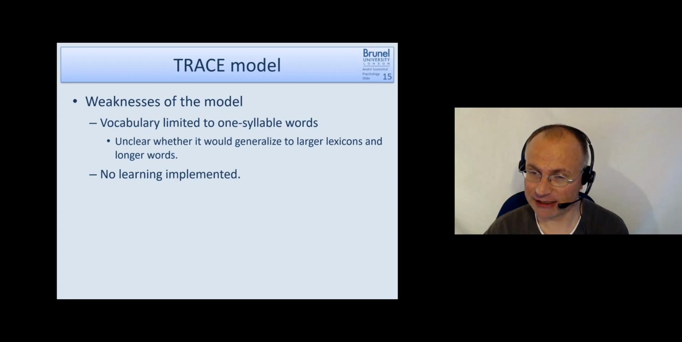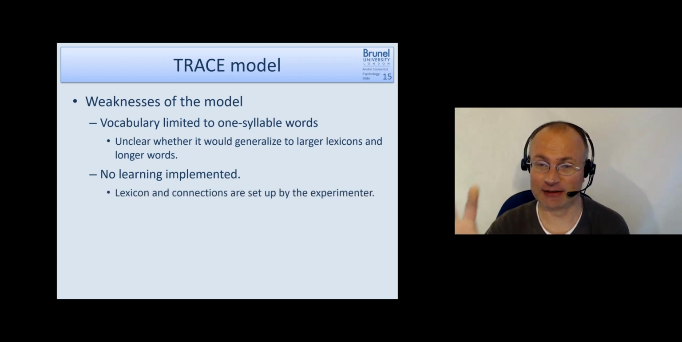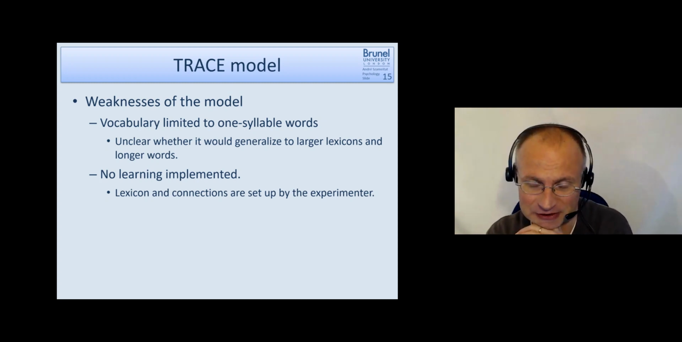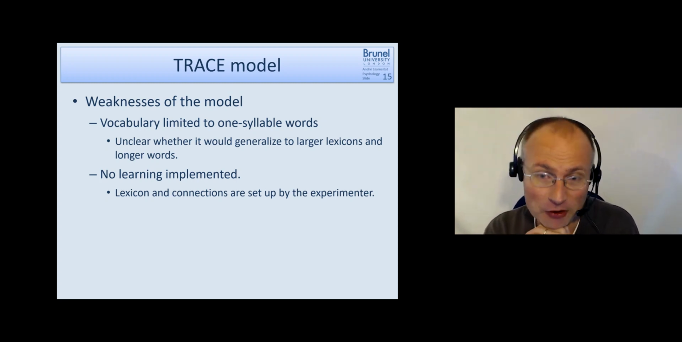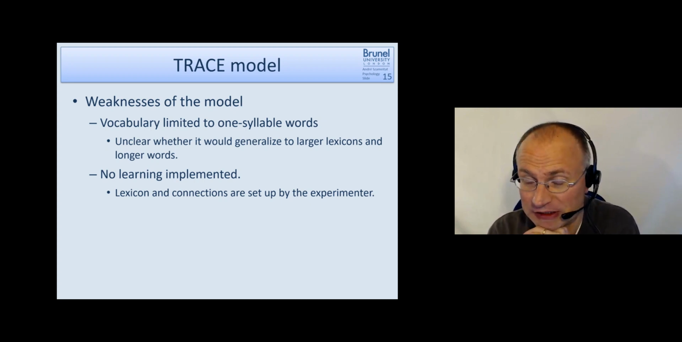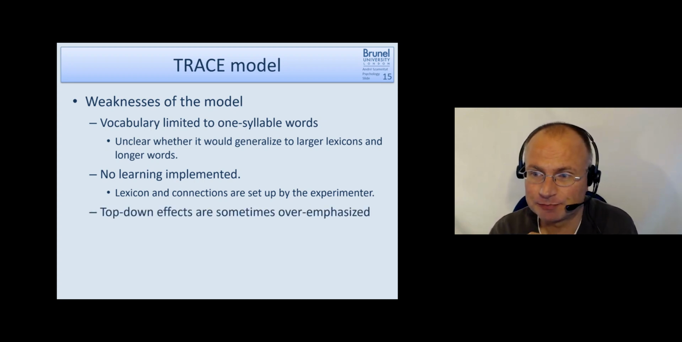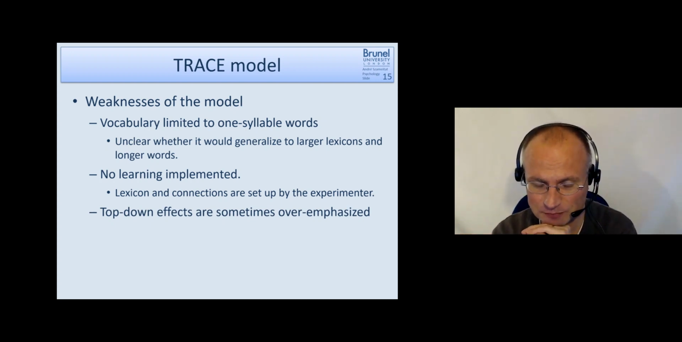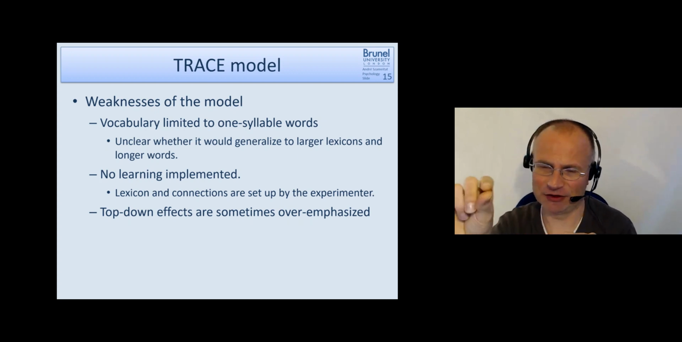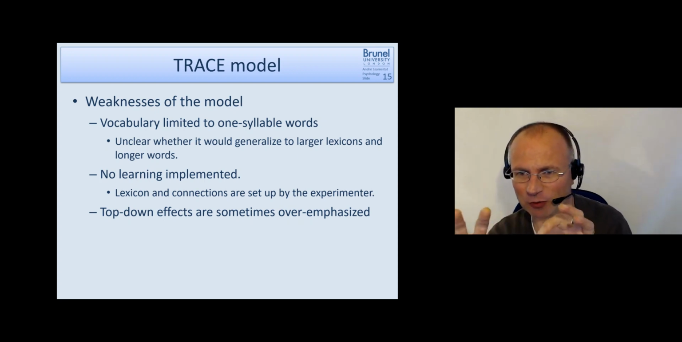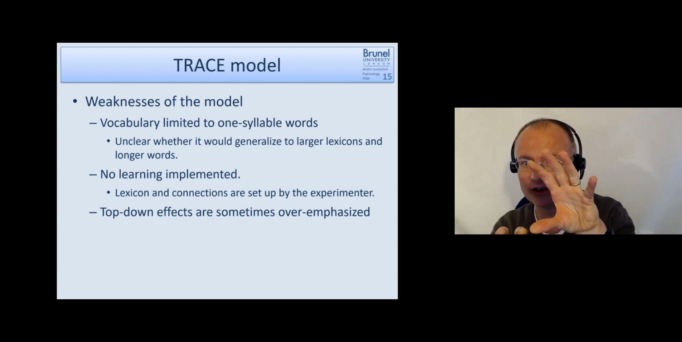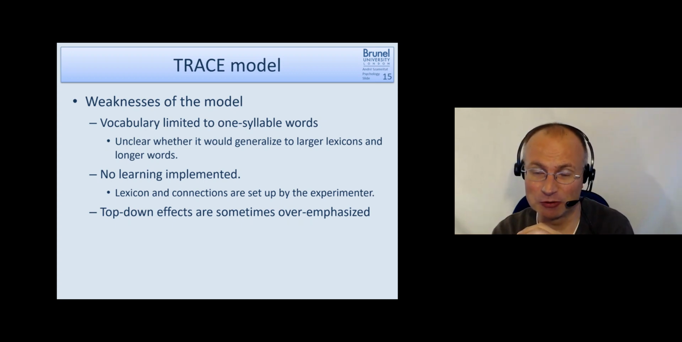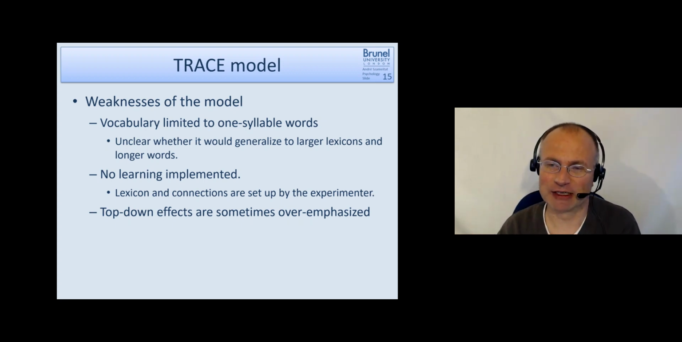There is no learning implemented in the model, and the whole lexicon and how the connections are set up is determined by the experimenter. That is not saying that it's not possible, but we don't know yet because it hasn't been implemented. And the top-down effects which we discussed are sometimes overemphasized. You may say, well, just turn down the parameters, but then what may happen is that you suddenly lose some other effects you could explain, which you suddenly can't explain anymore. So this needs a little bit more fine-tuning.